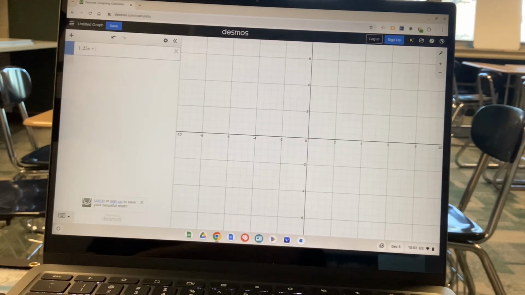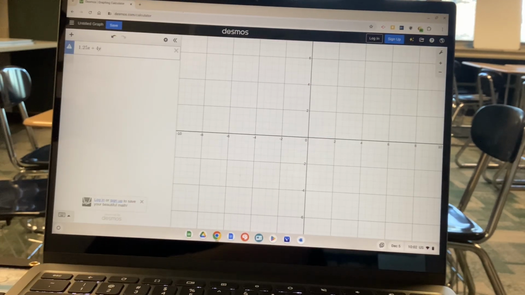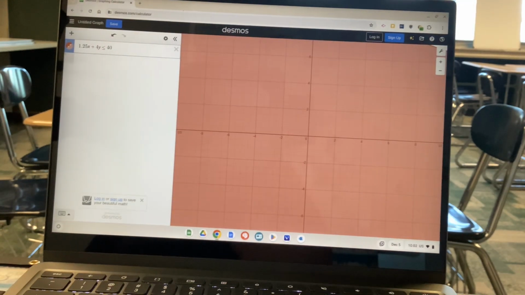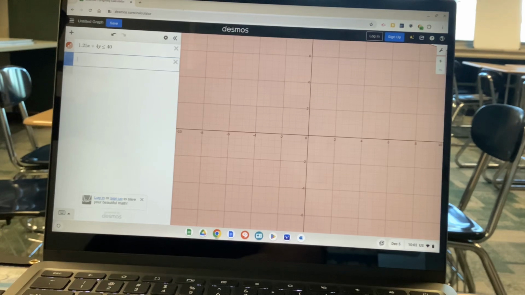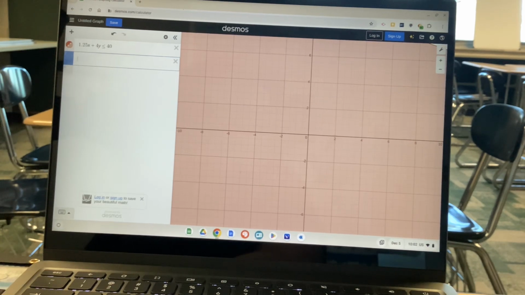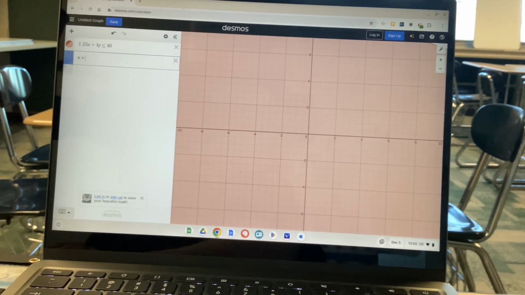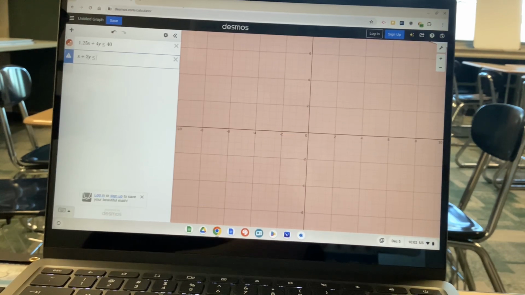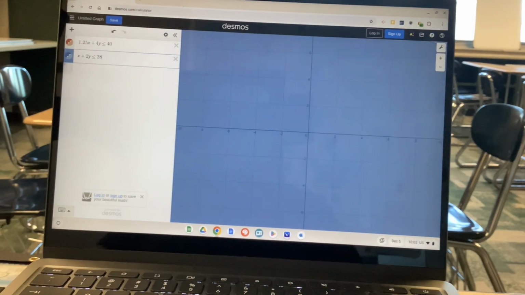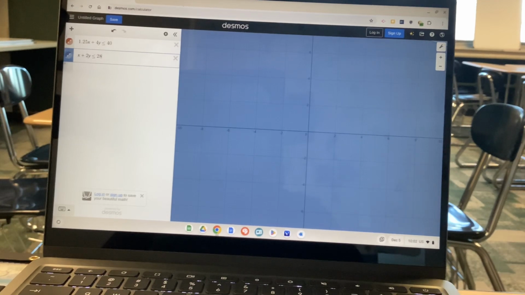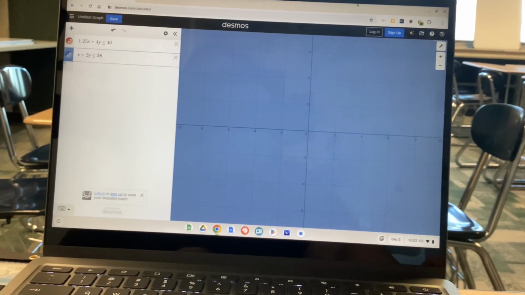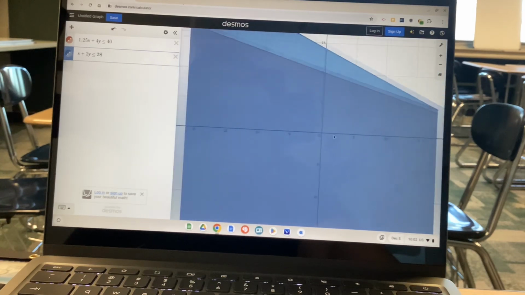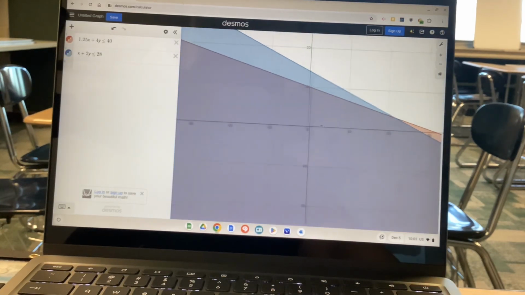So we have 1.25x plus 4y is less than or equal to 40. Okay, and we'll worry about zooming later. Let's just get both of these in here. So we have x plus 2y is less than or equal to 28. Now, right now, we can't see anything. It's just a big blue blob. So I'm going to take my cursor here, and I'm going to zoom until I see this system.